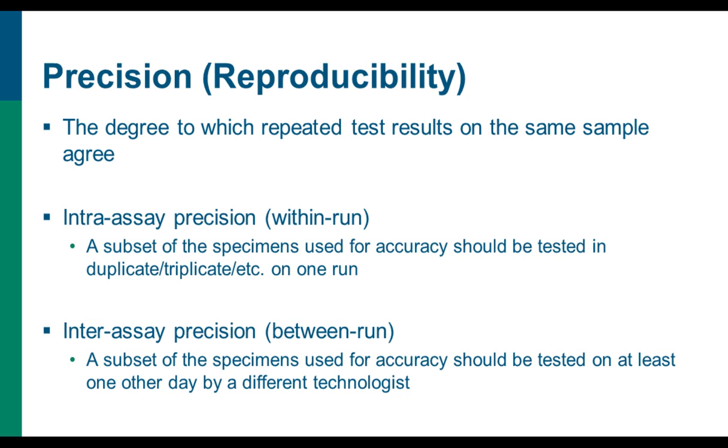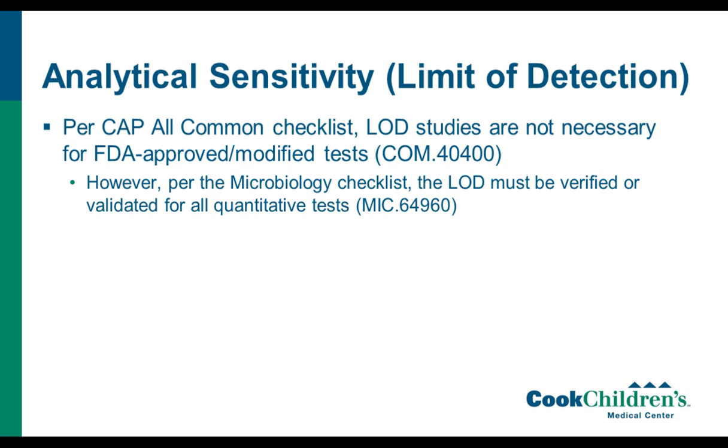So run it one day, wait a day or two, have another tech run it, maybe do that a few times. There's no defined numbers for precision, so there's nothing saying you have to do 3, or you have to do 20. It's basically up to you as a lab what you want to do and how many you want to run for precision.